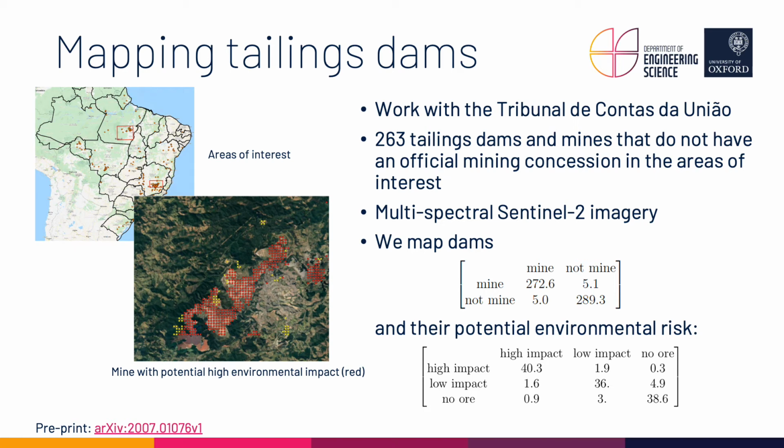Dams were classified according to their potential environmental impact as high impact, waste products such as lead, iron, phosphate, nickel, and low impact, waste such as sand, gravel and clay. As the confusion matrices show, we successfully mapped and classified a large proportion of the dams in our 2 areas of interest. Furthermore, we identified and mapped 263 tailings dams that did not have official mining concession in these areas of interest. For further information, a preprint of our work is available on arXiv.